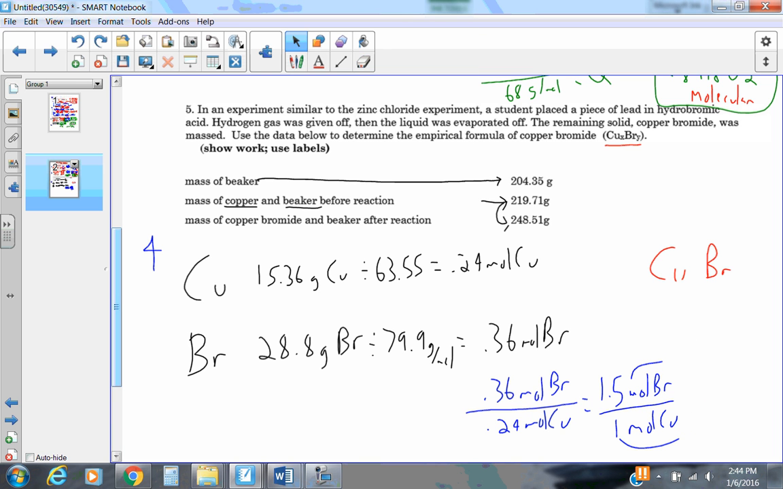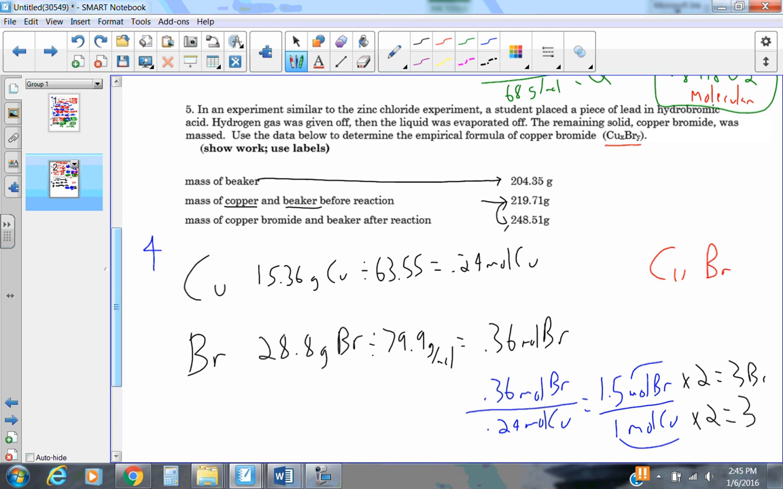So now I have to figure out how I can change this and keep the same ratio, but end up with a whole number. Well, 1.5, if you simply multiply that by 2, you'll get 3. But you also have to multiply the bottom by 2. 1 times 2 should be 2. It's 3 parts bromine to 2 parts copper. So this 2 goes here, this 3 goes here. My empirical formula is Cu2Br3.